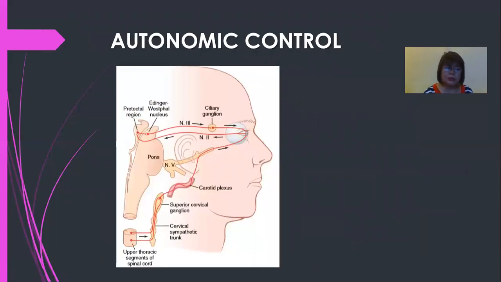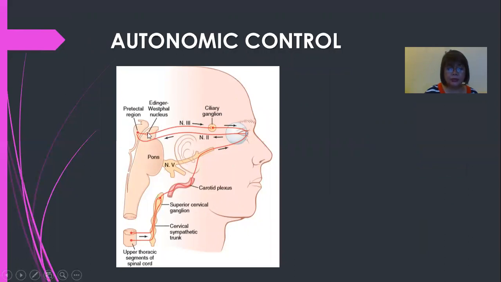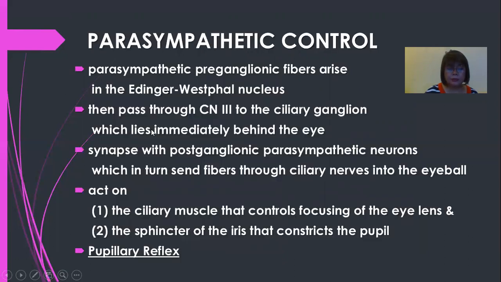The autonomic control, okay. Parasympathetic is the cranial nerve 3 to 5. Sympathetic here from the thoracic segments. Parasympathetic control fibers arise in the Edinger-Westphal nucleus, then pass through the cranial nerve 3 to the ciliary ganglion, which lies immediately behind the eye.